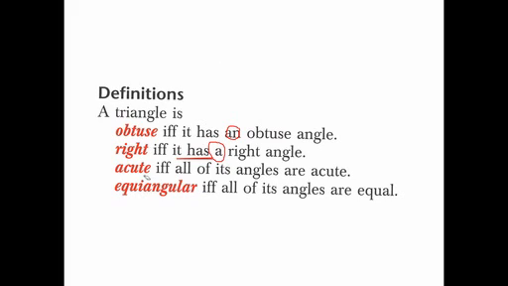Continuing down here, a triangle is acute if all of its angles are acute. So that one you can probably picture. Simple triangle, something like this. All of the angles, here they are, they're all acute angles. I'm not doing that on purpose. I don't know why that happens. So that would be an acute triangle, all the angles. And finally, equiangular. A triangle is equiangular if and only if all of its angles are equal.